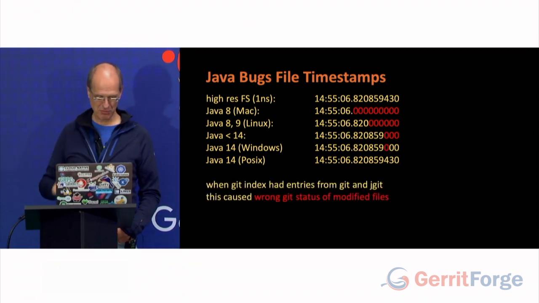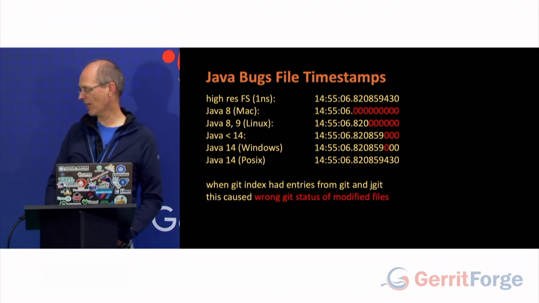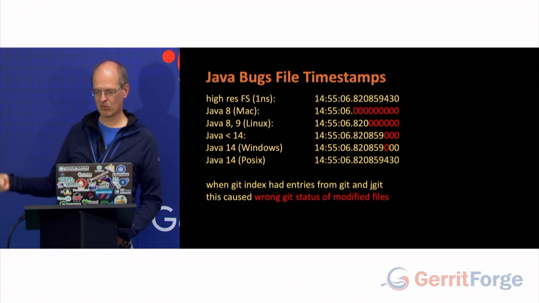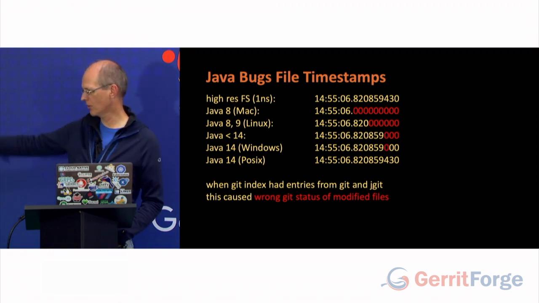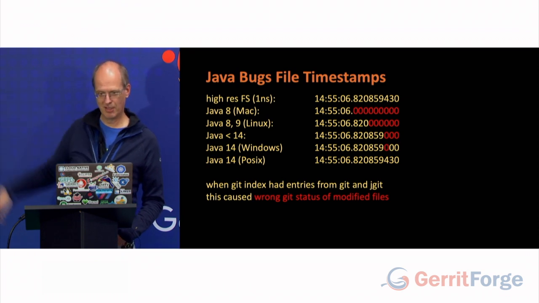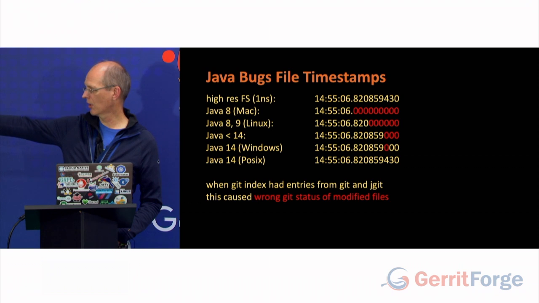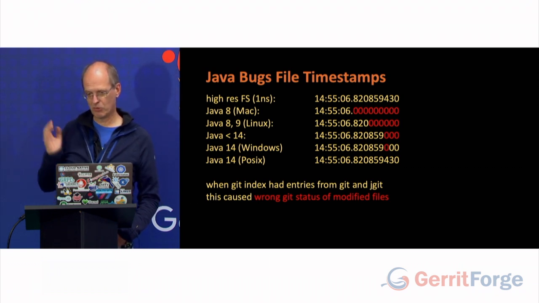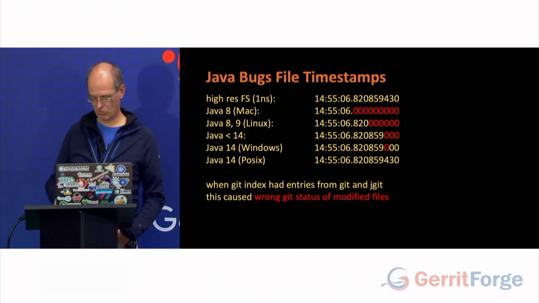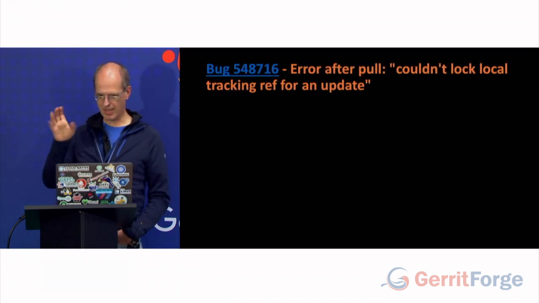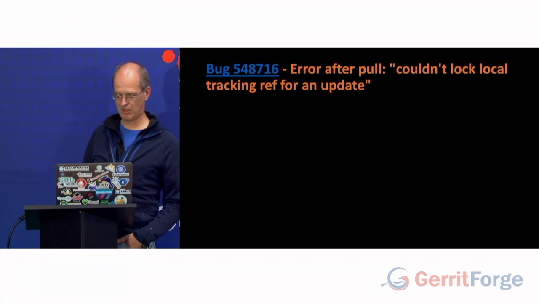And another issue we faced is when the Git index, so on the client side, when the Git index had entries from Git and JGit, we had a mix of precision, because native Git saw the full precision, and JGit, depending on the Java version, a different one. So we now look from the back. If there are 3 zeros in a row, we have to truncate all the timestamps in the index to do the comparison.